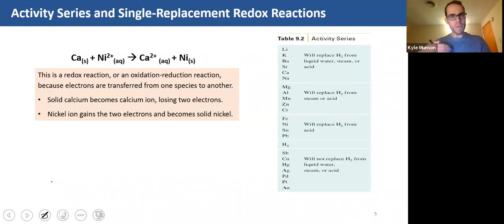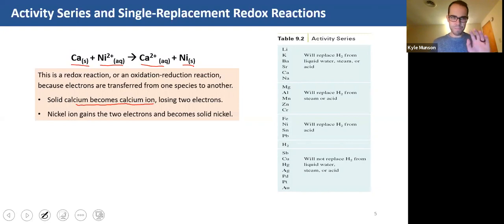Remember, positive charges of the ions mean I'm losing electrons, and a negative charge means I gained an electron. So from this net ionic equation, we could see that solid calcium becomes the calcium ion, which has a 2+ charge, which means it lost 2 electrons, going from here to here. And then the nickel ion gains 2 electrons, because it had a 2+ charge. Now it has no charge, it's neutral, and becomes solid nickel. So you have this transferring of electrons going on in this reaction.